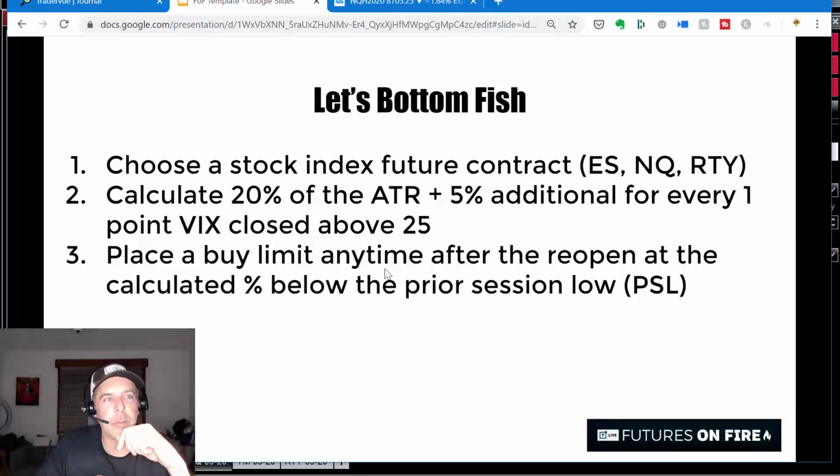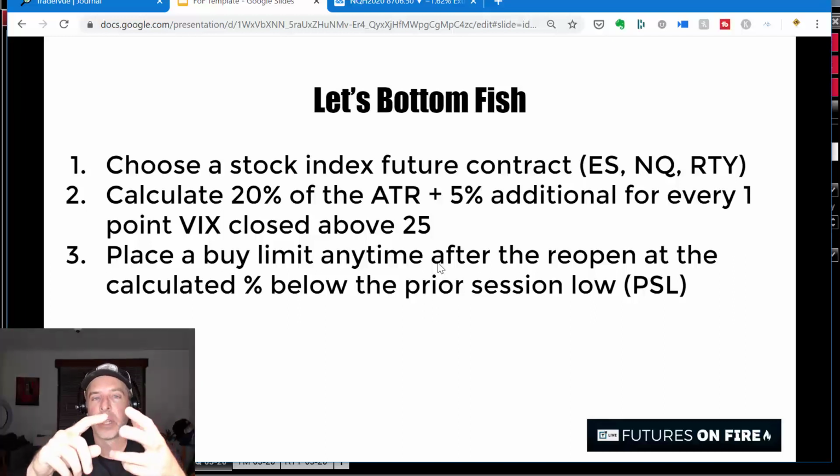Then we're going to place a buy limit anytime after the reopen. If you're not familiar with futures, they close for a very short period of time, and then they reopen at 6 p.m. Eastern, and they trade from 6 p.m. all the way through the 4 p.m. close the next day. So they're basically 23-hour markets. Then we're going to place a buy limit anytime after the reopen at the calculated percentage below the prior session's low.